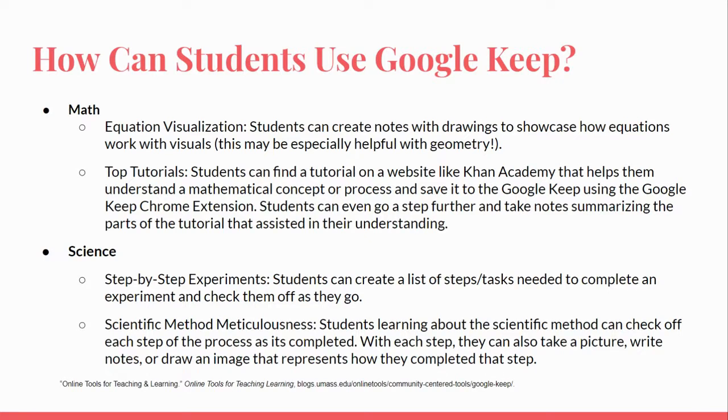I will also show you how to add the extension and how it works later on in this video. Students can even go a step further and take notes summarizing the parts of the tutorial that assisted in their understanding. In science classes, they can use Google Keep for step-by-step experiments. They can create a list of the tasks needed to complete an experiment and check them off as they go. They can also learn about the scientific method and check off each step of the process as it's completed. With each step, they can also take a picture, write notes on it, or draw an image that represents how they completed that step.